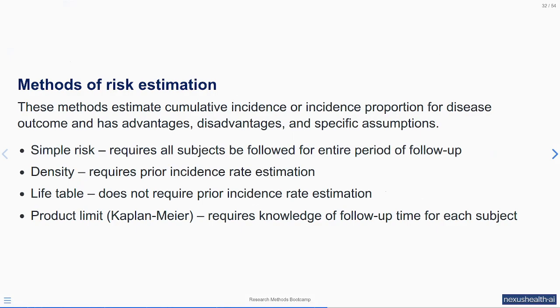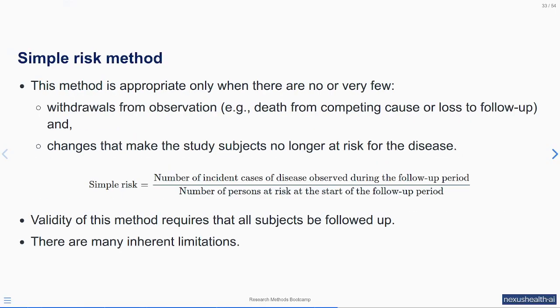They all have advantages, disadvantages, and specific assumptions that underlie them. So for the simple risk, it's appropriate only when there are no or very few withdrawals from observation, so death from competing causes or loss to follow-up, and then when changes make the study subjects no longer at risk for the disease. So this is when we can use the simple risk method.